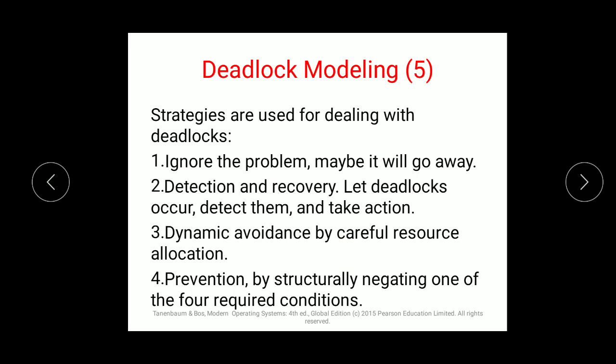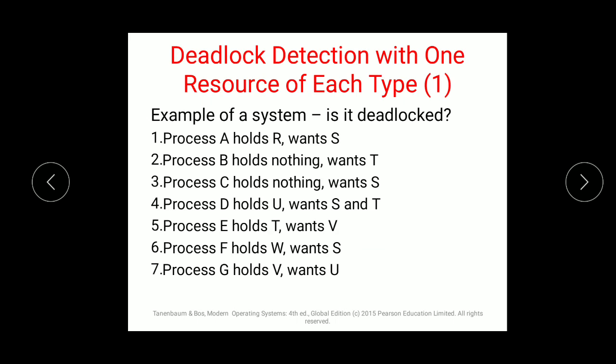Ignore the problem, maybe it will go away. Second is detection and recovery. Third is dynamic avoidance by careful resource allocation, and fourth is prevention by structurally negating one of the four conditions of deadlock.